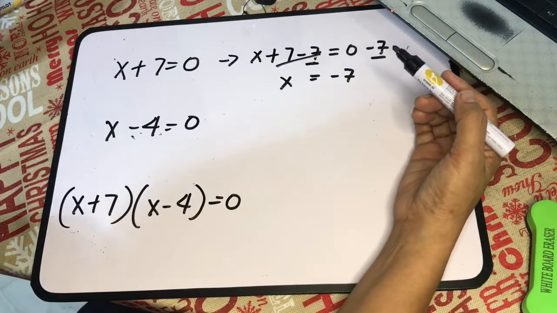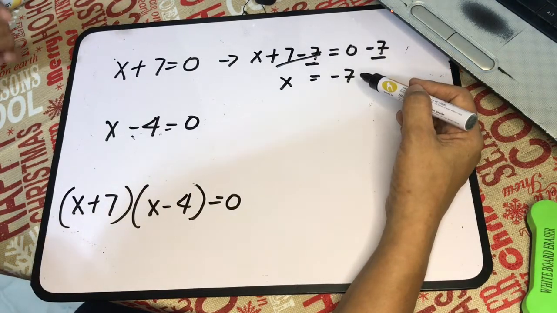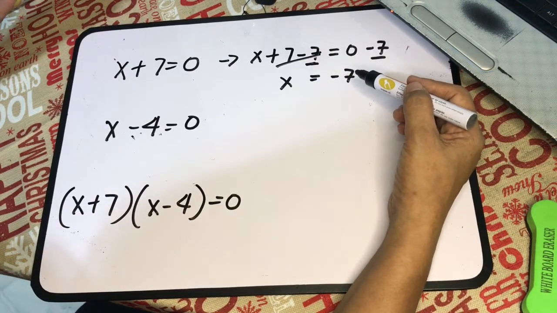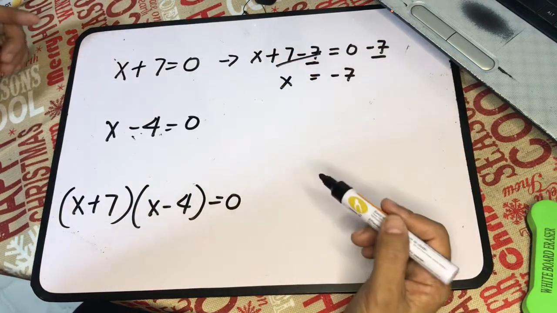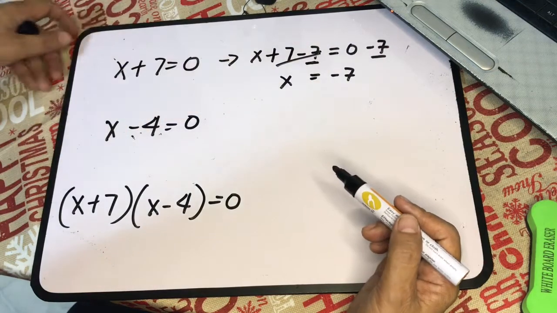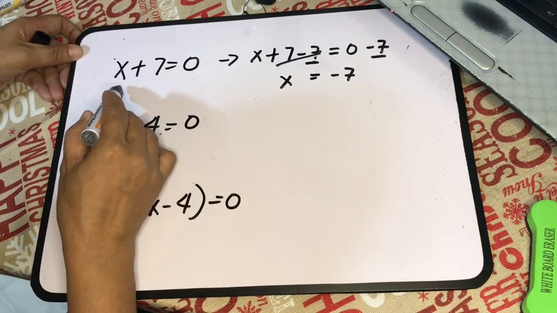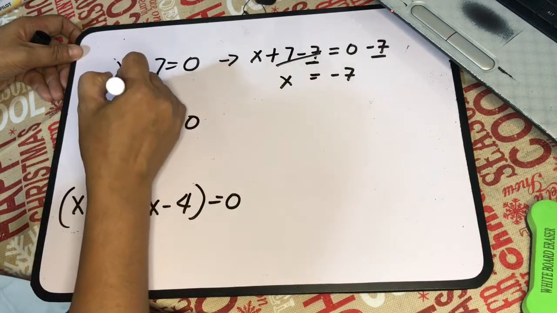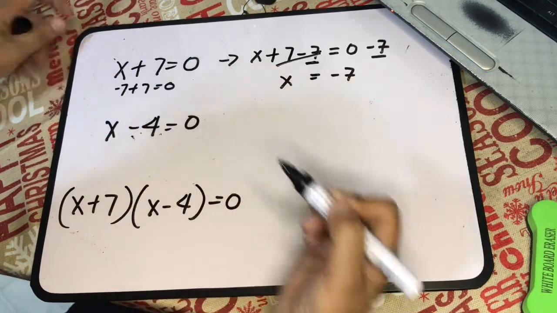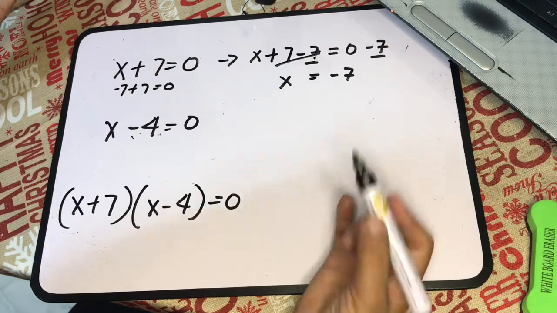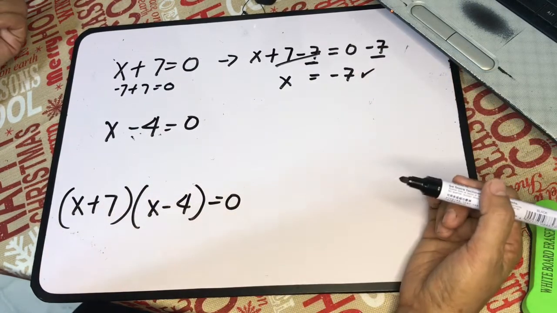Now, paano natin malalaman na yung negative 7 na nakuha nating value ng x, tama? We can check that with the original equation. If x is equal to negative 7, balik tayo sa original equation. So, negative 7 plus 7 is equal to 0, which means our answer is correct.